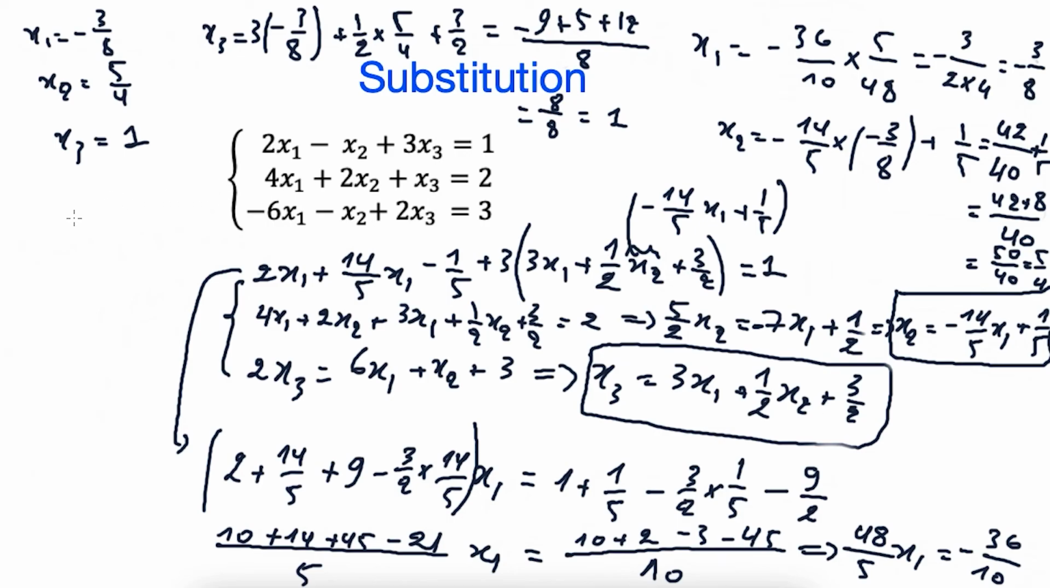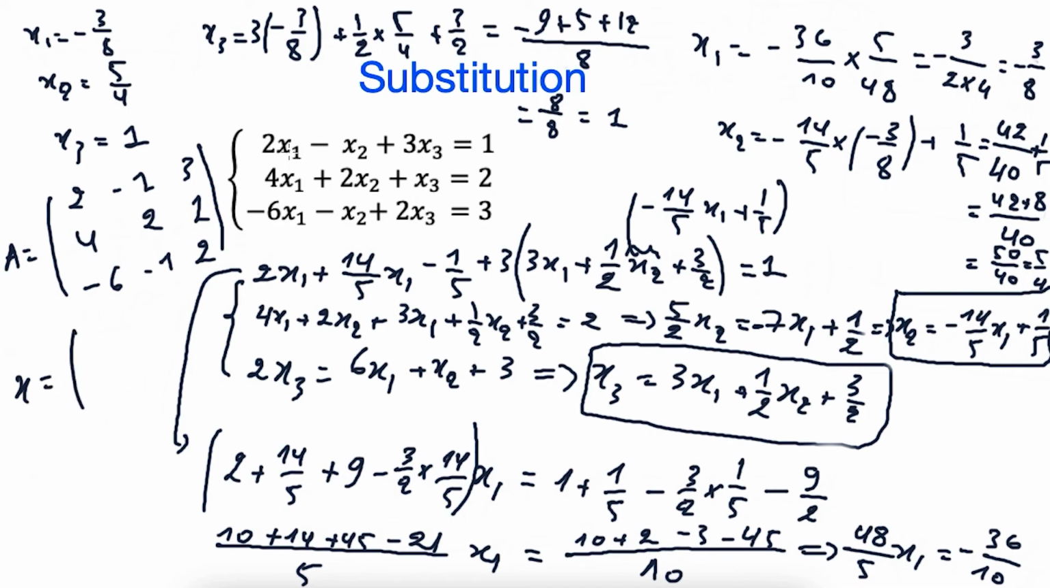And for that we need to express this in matrix form. So A will be equal to 2, minus 1, 3; 4, 2, 1; and minus 6, minus 1, 2. The unknowns vector x will be x1, x2, x3, and the constant vector b will be 1, 2, 3.